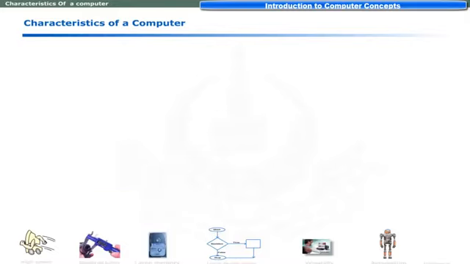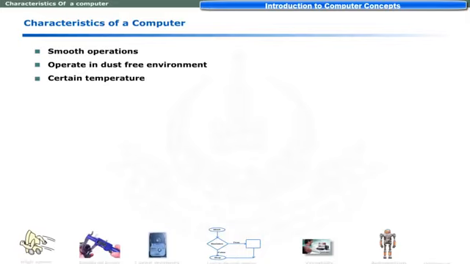Computers need proper environment for smooth operations. These can only operate in dust-free environment under certain temperature conditions.